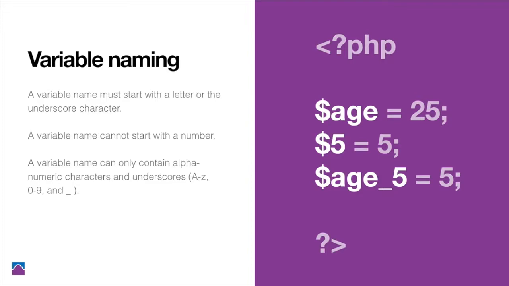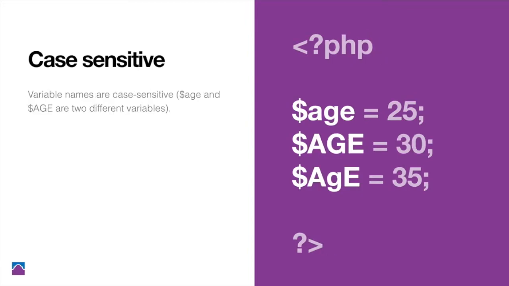A variable name must start with a letter or the underscore character. A variable name cannot start with a number, and a variable name can only have alphanumeric characters and underscores. So which one can y'all tell is the one that won't work? Yes, that one will not work. But if you put an underscore before it, it'll run. So that's one thing to know.